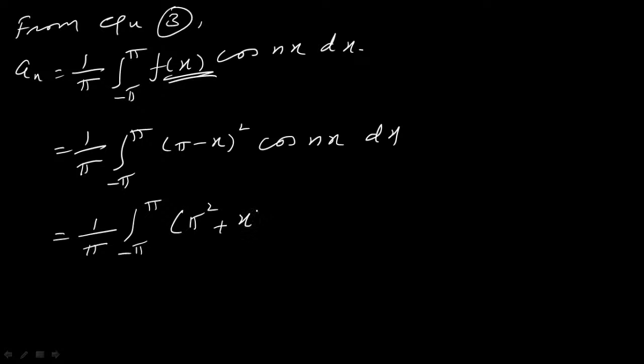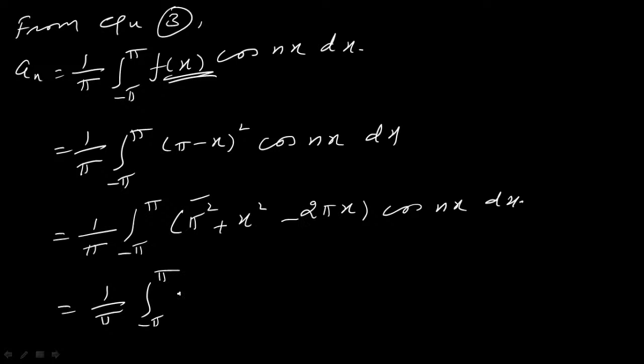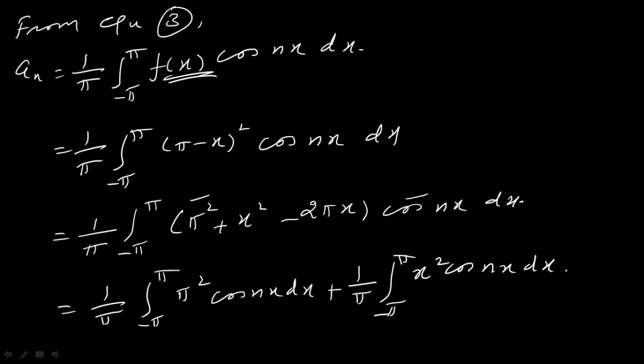A square, that is pi square plus x square minus 2 pi x, cos nx dx. So now separate the integral. The first integral consists of only pi square alone, isn't it? Pi square cos nx dx. The second integral: plus 1 over pi integral minus pi to pi x square cos nx dx. The next one is minus 1 over pi integral from minus pi to pi 2 pi x cos nx dx.